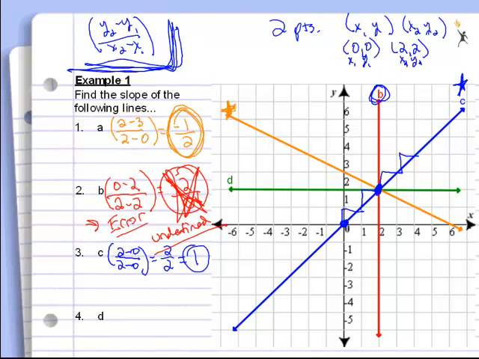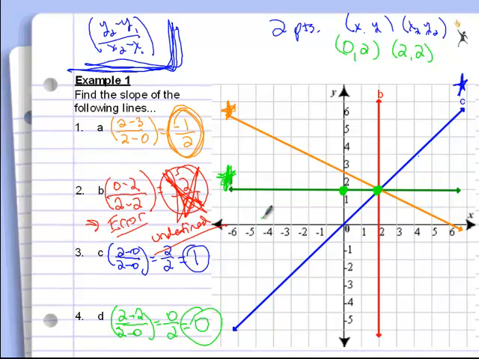I want you to look at line D now, which is right here. I want you to not only identify 2 points that it goes through, I want you to find the slope of line D. Pause the video and do that now.